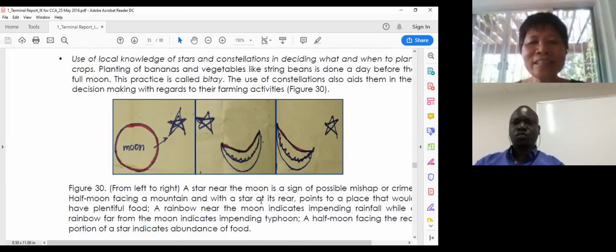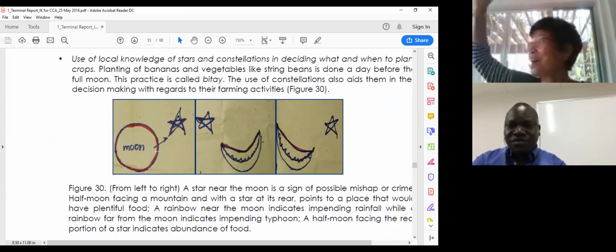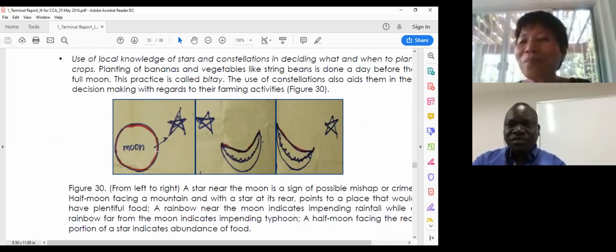This is an interesting one. From left to right, a star near the moon is a sign of possible mishap or crime that may happen. When the star is near the moon, so they look up also, they do not only look at the birds, they look at this. All right? Half moon facing a mountain and a star at its rear points to a place that would have plentiful food.